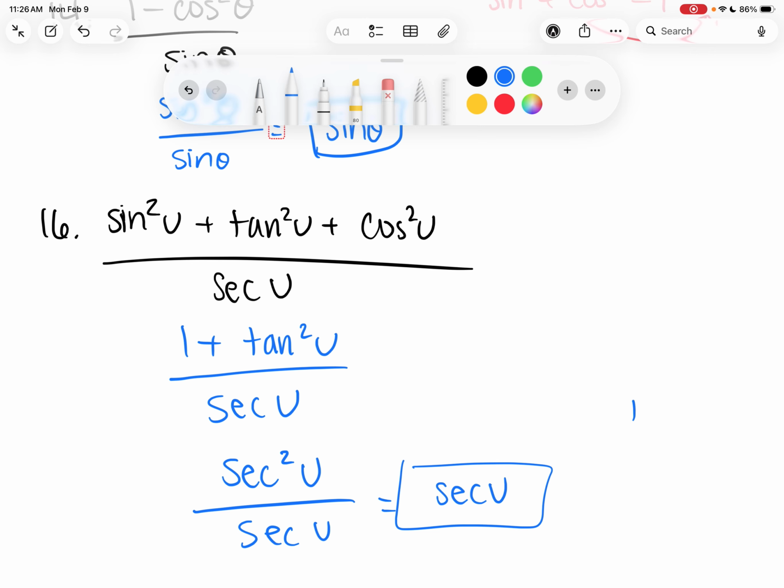Secant is also 1 over cosine, but I would say that the more simplified correct answer would be to leave this as secant. But just be aware of that. In checking it, you might see that some of the answers are like this or they might be written this way. Just be aware of that. But since it's already in this form, I would just leave it here.